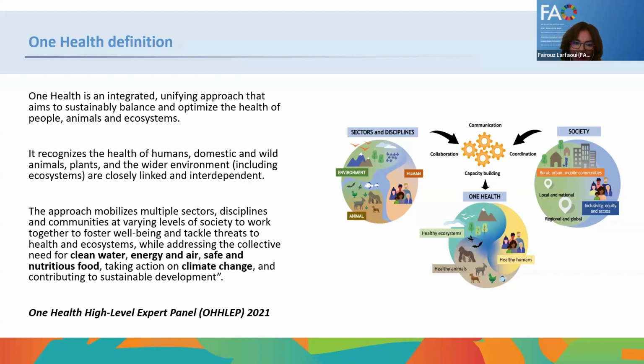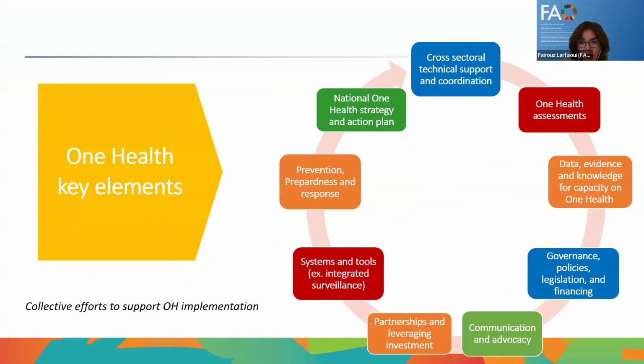And we can say that this definition is today probably the most inclusive one we have, and especially for FAO, we can say that it is really covering also important aspects related to water, energy and air, safe, nutritious food, climate change, and so on. So I will move to the next slide, but really to emphasize the importance of this One Health definition.